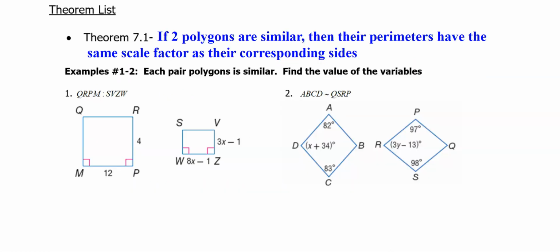Theorem 7.1 says if two polygons are similar, then their perimeters have the same scale factor as their corresponding sides. So that just means if my side length is twice as big, the entire perimeter would also be twice as big. So they are the same scale factors.